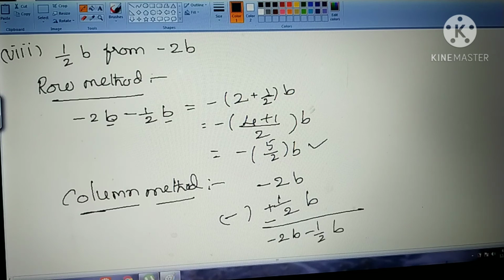Again, we get this one. So take this minus common and you will get 1 by 2. And I am also taking this b common. So what you get here? 5 by 2. So this is the same one. I am not doing it again here. See this one. So you will get the same answer. In row method and column method, in both the methods you will get the same answer only.